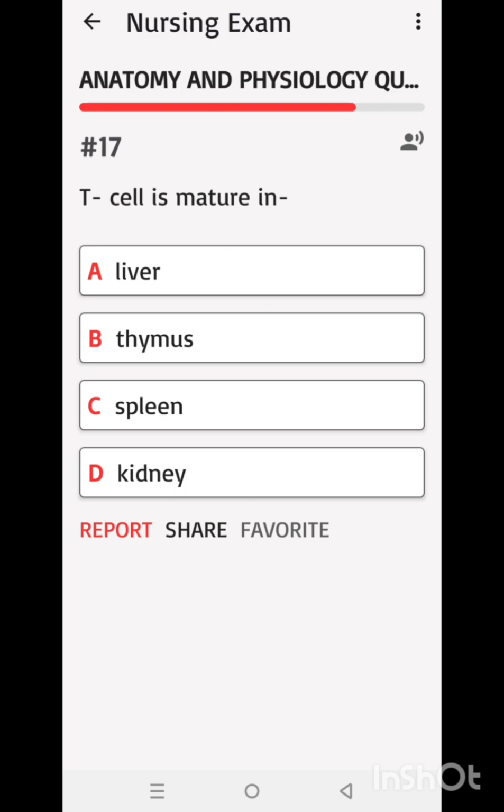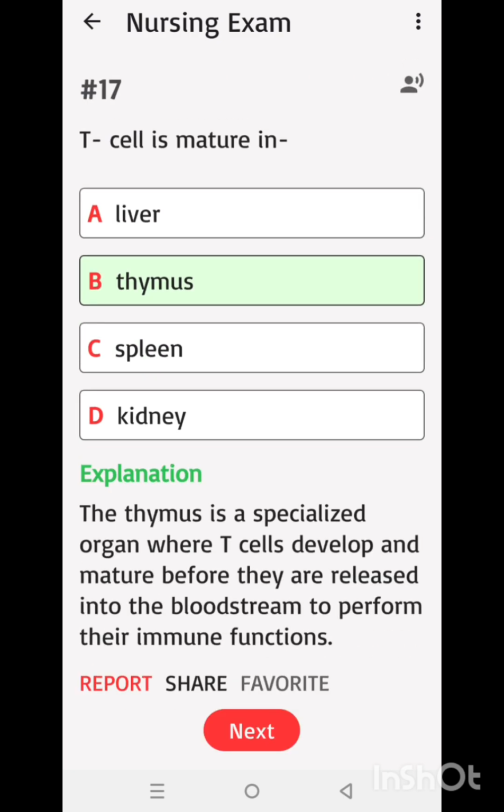T cell is mature in A. Liver. B. Thymus. C. Spleen. D. Kidney. Correct answer. The thymus is a specialized organ where T cells develop and mature before they are released into the bloodstream to perform their immune functions.